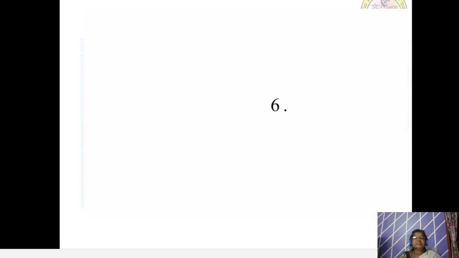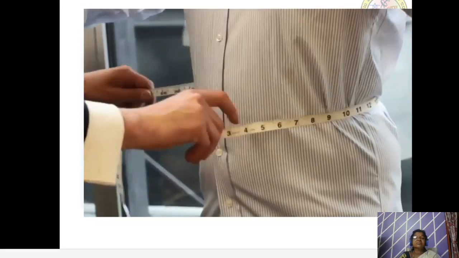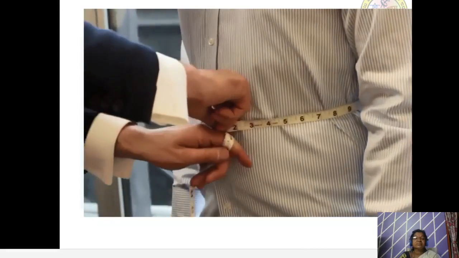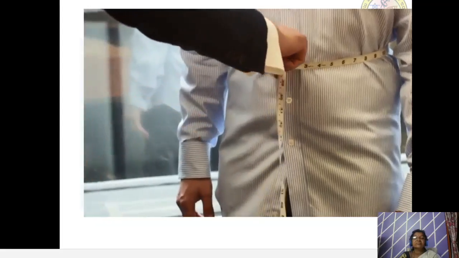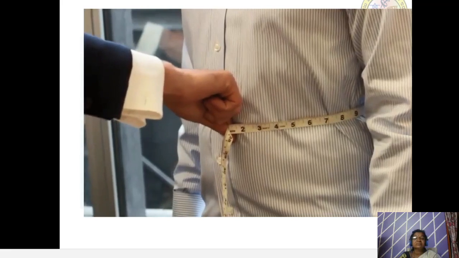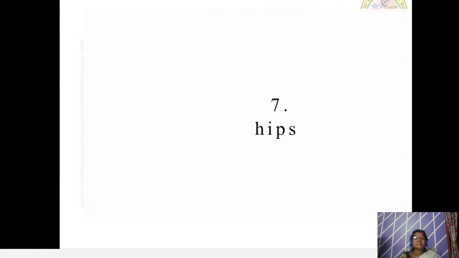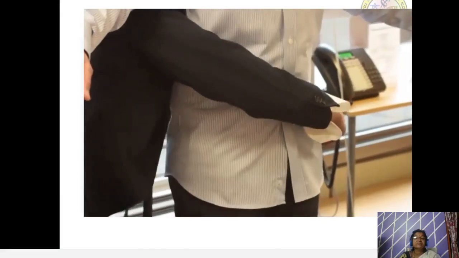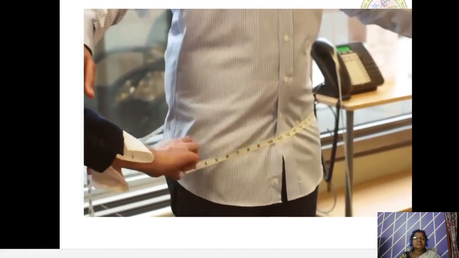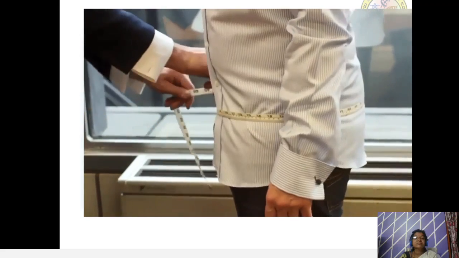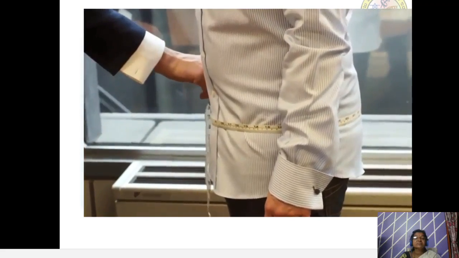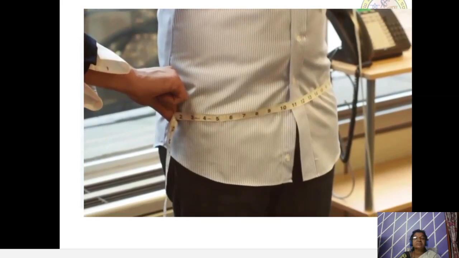The sixth measurement is the tummy measurement. Again, measure all the way around the body, and where the tape measure meets itself again, have one finger between the tummy and the tape measure. The seventh measurement is the hips. This measurement we normally do at the side of the body. Again, measure all the way around the hips to where the tape measure meets itself, with one finger between the tape measure and the hips.